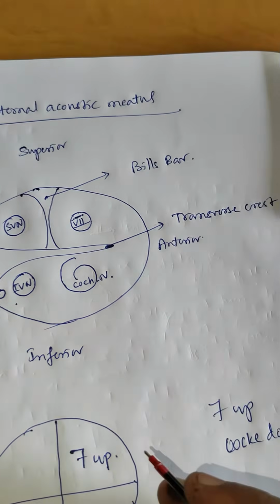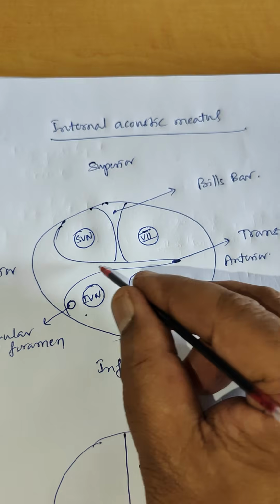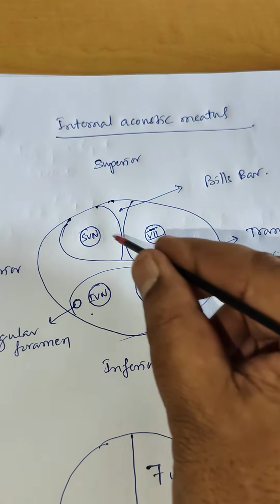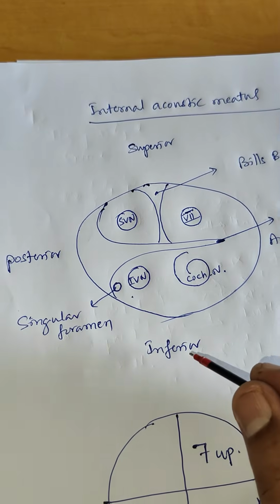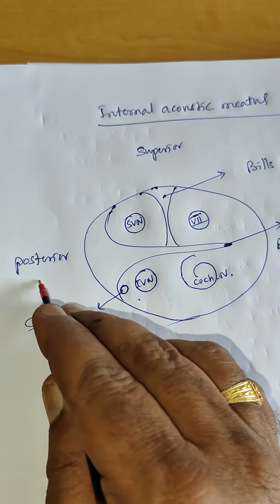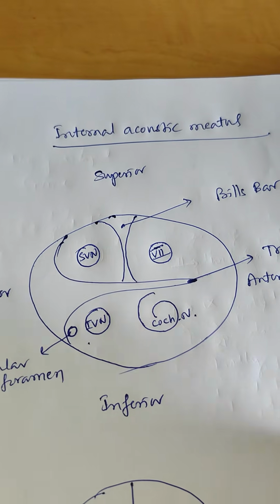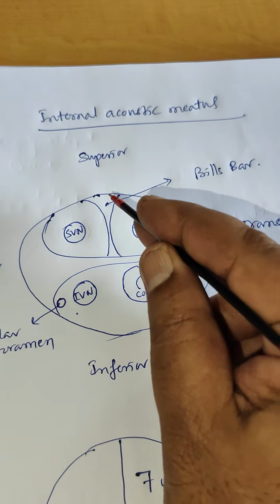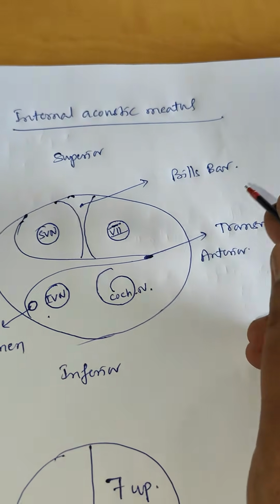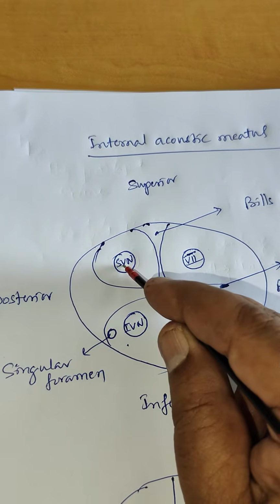It has been divided into two parts, the upper and lower parts, by a transverse crest of bone, into an upper compartment and a lower compartment, or superior and inferior compartment. This is the posterior part of the canal. This is the anterior part of the canal. And further, the superior compartment is divided by a vertical plate or bar of bone called Bill's bar into the anterior part and posterior part.